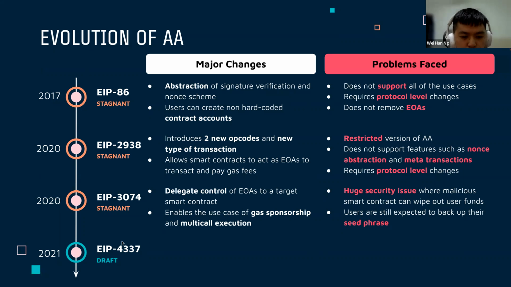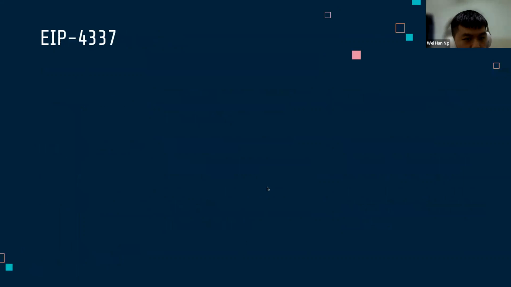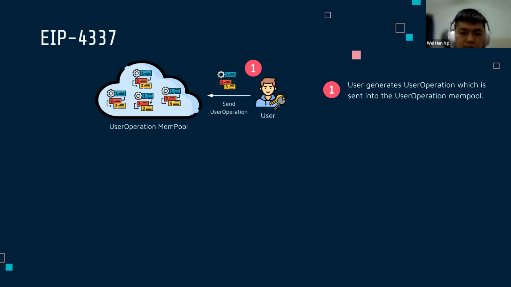And now let's go into the current EIP, which is the famous one, EIP 4337, right? So I won't go too deep into the technical details, but I'll just illustrate the flow of how this EIP works in terms of the infrastructure level, right? So the first step is that a user will send something called a user operation into a separate mempool called the user operation mempool. This user operation mempool is an alternative mempool to the current one that we have right now. So it's like the second one, right?